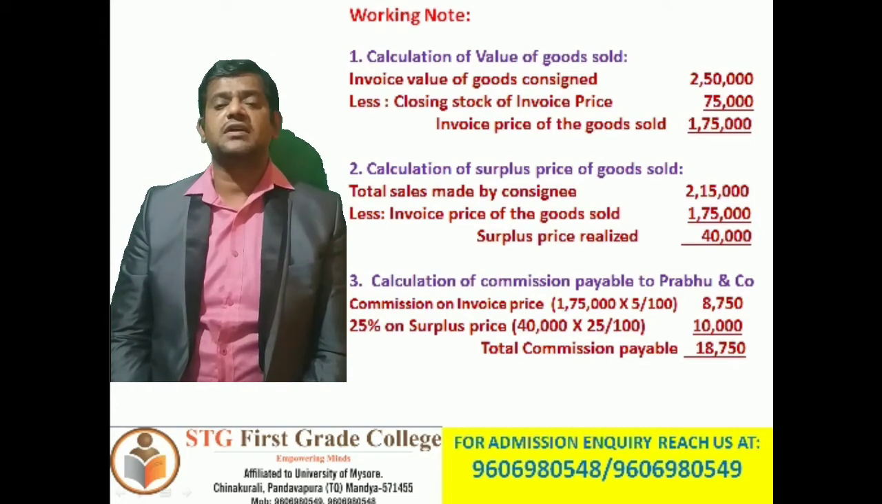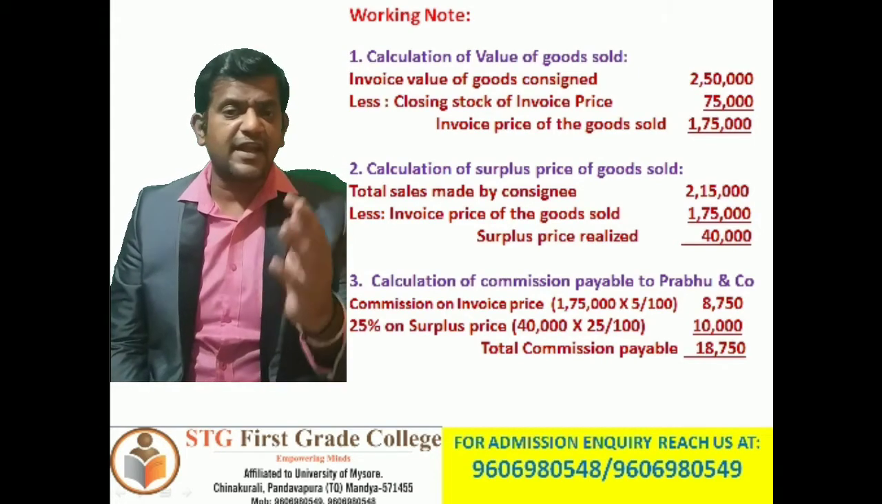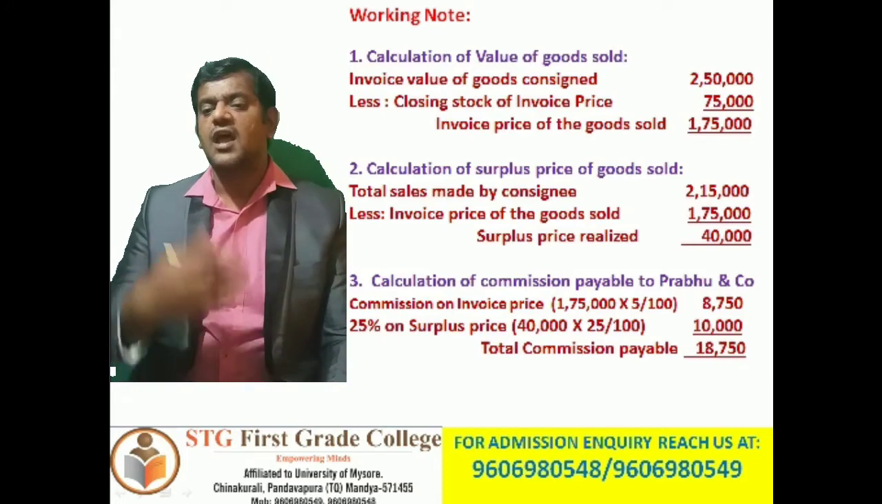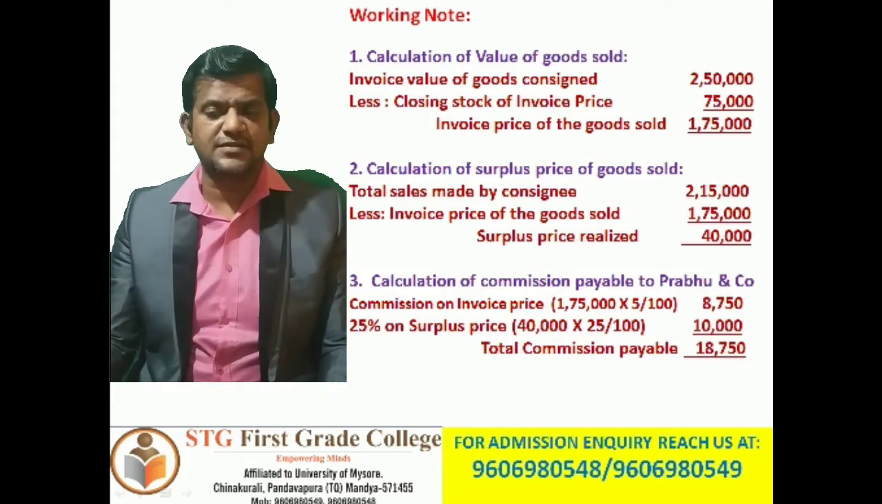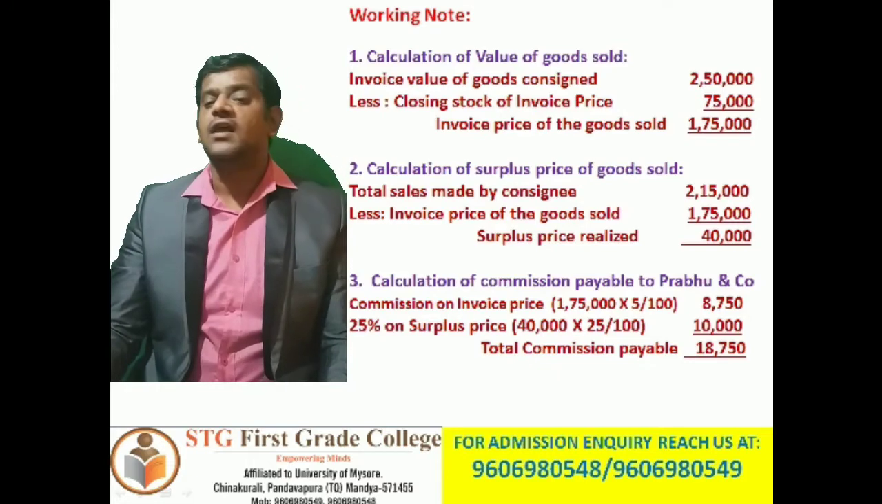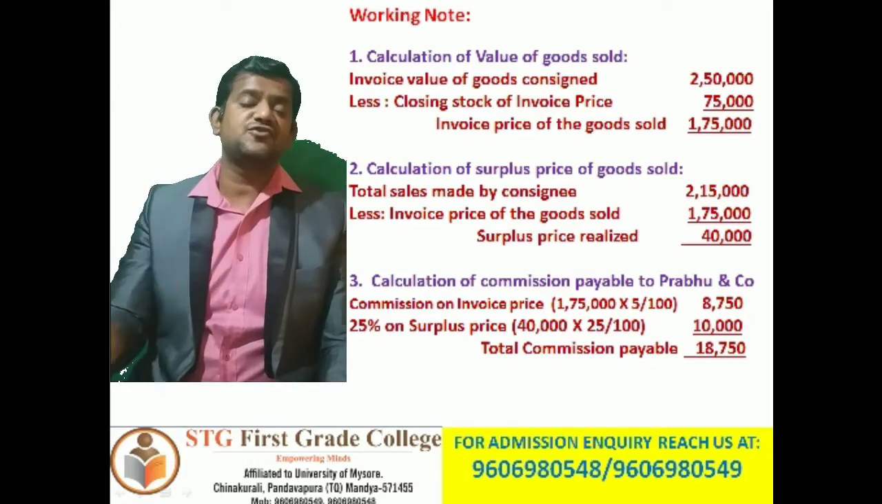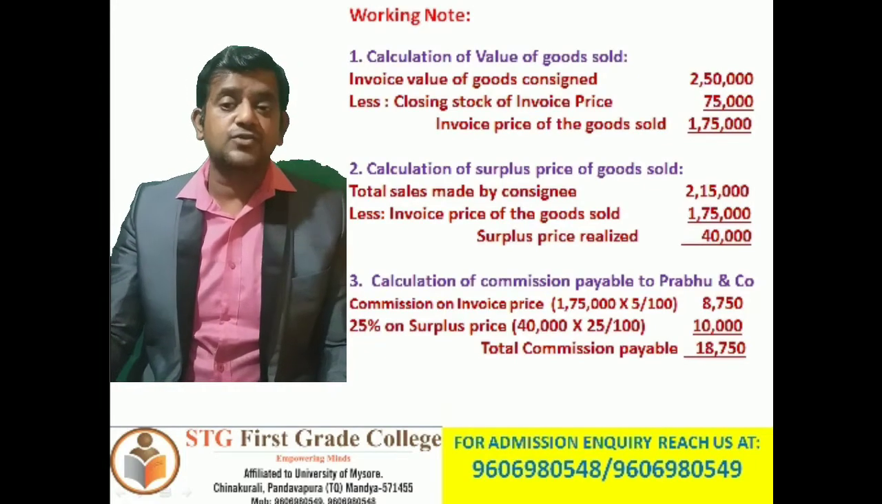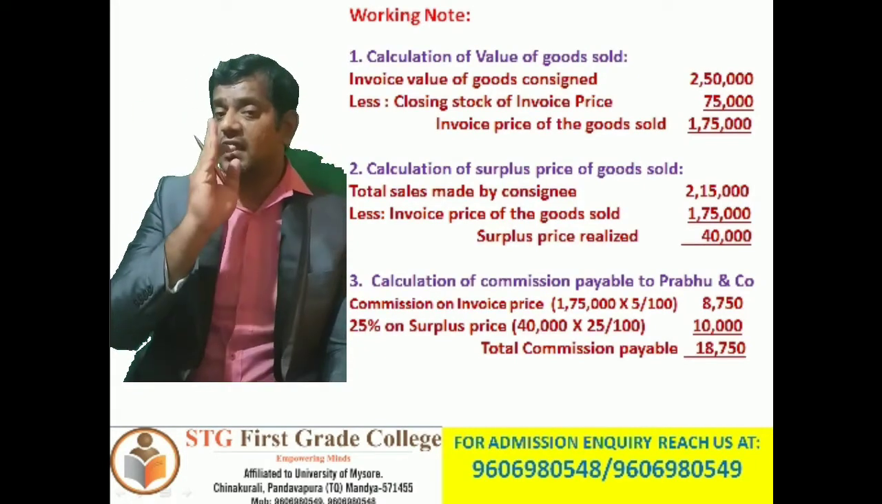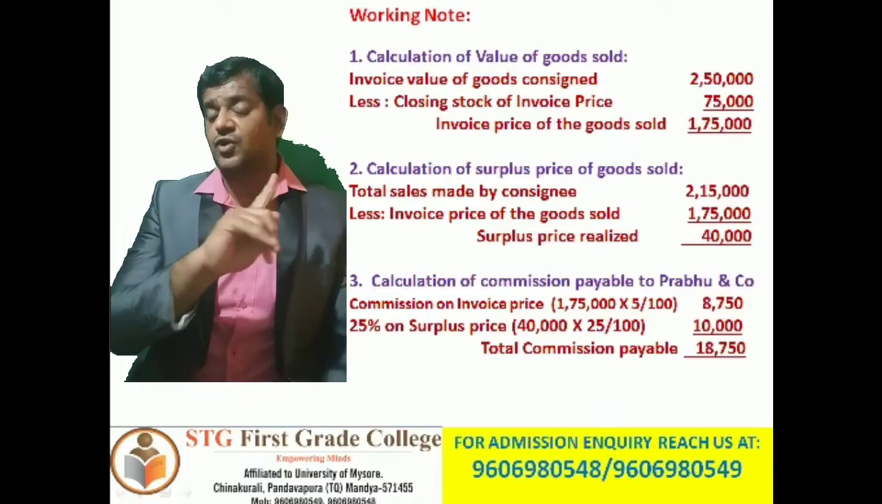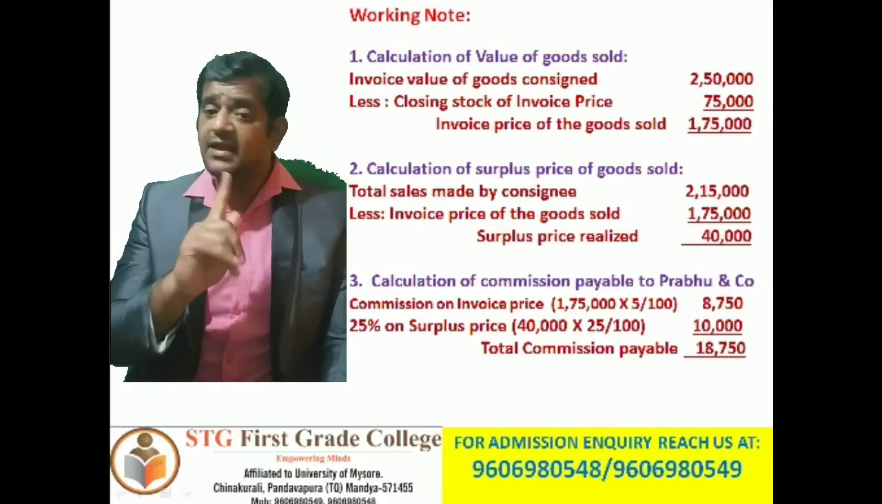So closing stock at invoice price, how much? He has given directly 75,000. 2,50,000 minus closing stock 75,000. So the left out is 1,75,000. That is the invoice price of the goods sold. Be clear, it is not the cost price, it is an invoice price.